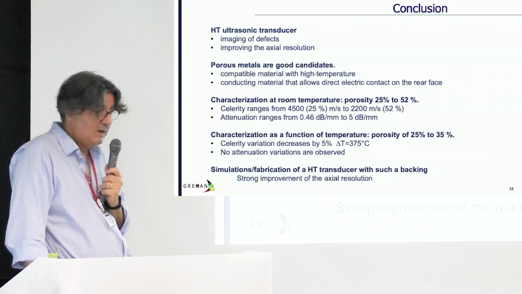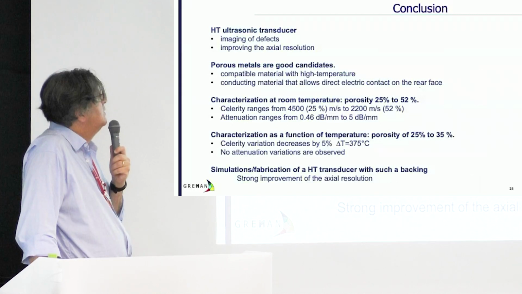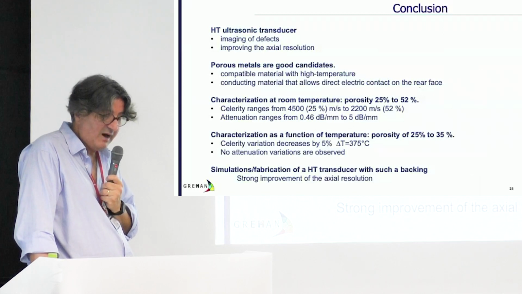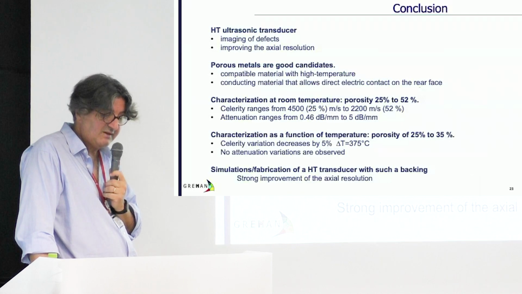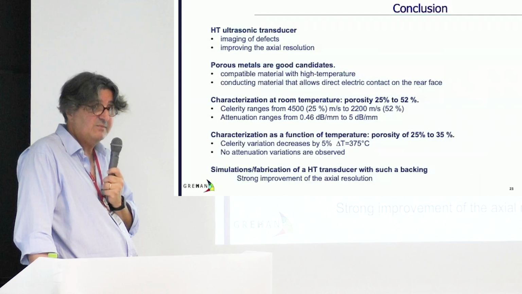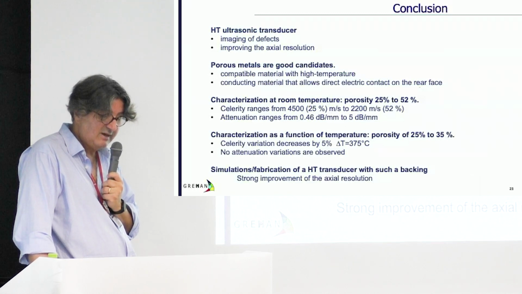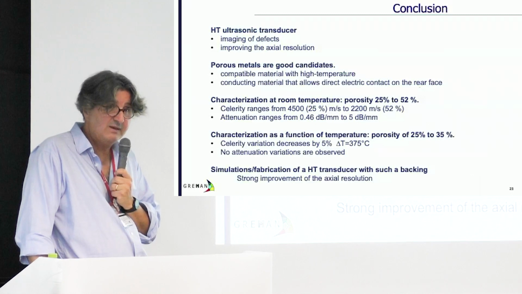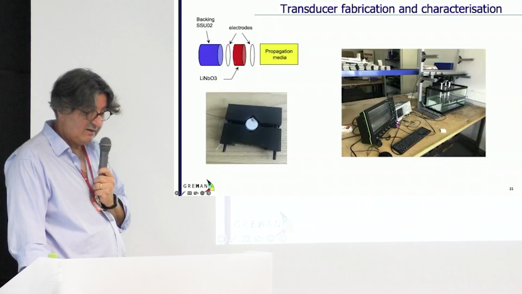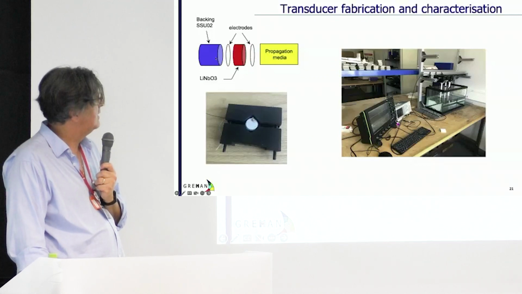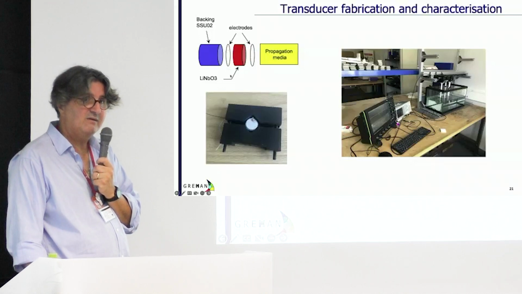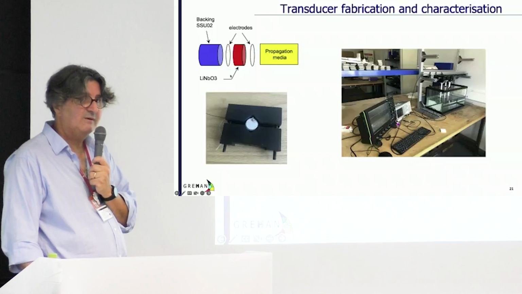So in conclusion of this work, there is a clear need for a high temperature ultrasonic transducer to image defects and to improve the axial resolution. Porous materials can support high temperature. They are good candidates. They are compatible with high temperature. They are conducting materials. There is one thing I haven't mentioned: on the rear face of the transducer, the backing can be used as a contact electrode, which simplifies the technology, of course.